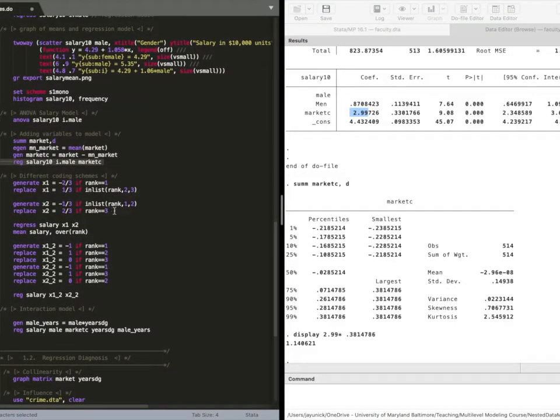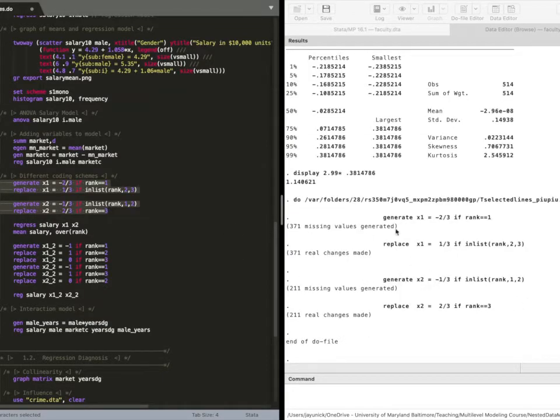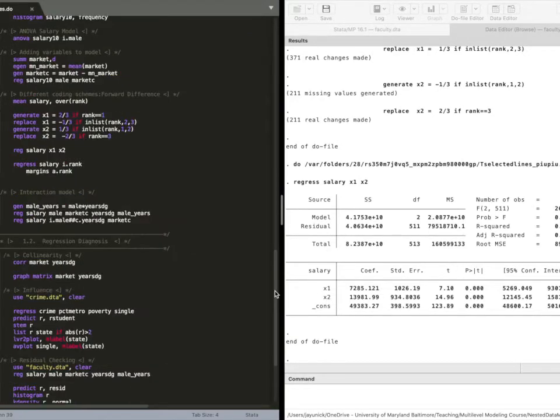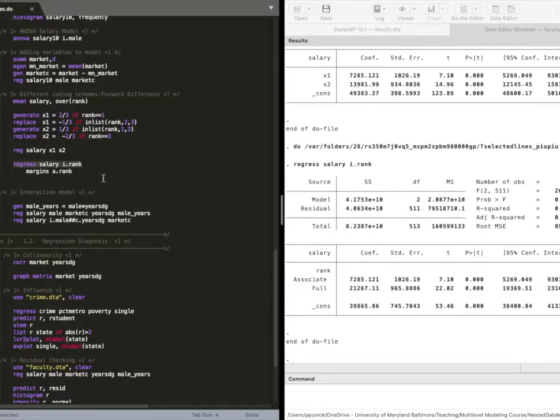Right, so here's the coding that I just did and showed you. We can run it, get those values. I then just regress and use x1 and x2, which are the variables that I used for the contrasts. This is the first contrast, that's the second contrast. I just showed you that. I would run regress with salary, i.rank. So I'm regressing salary on rank. I use the i.rank here for a reason. When I do that, I get the standard coding.